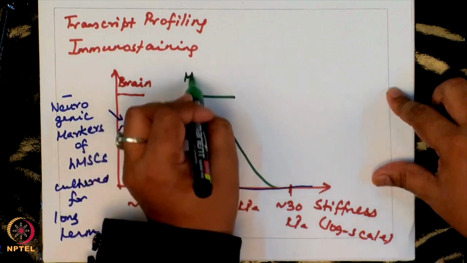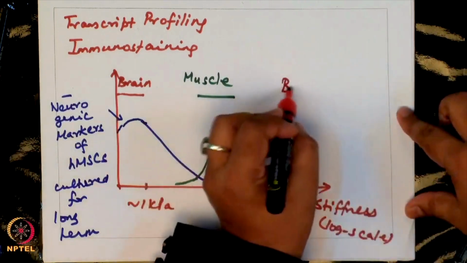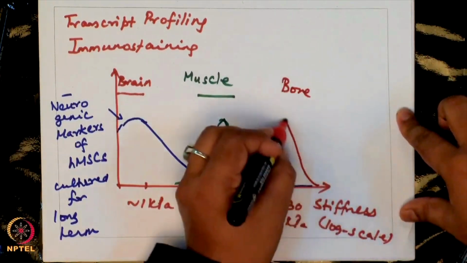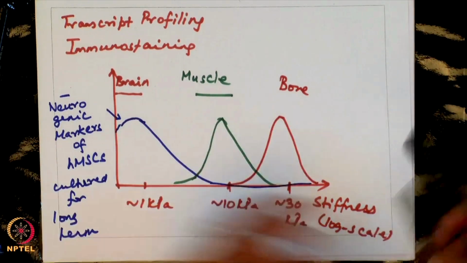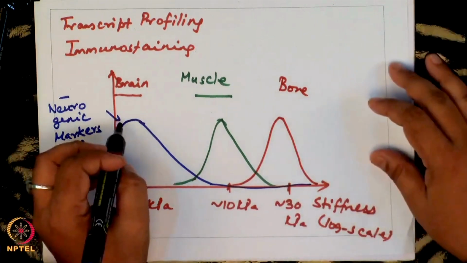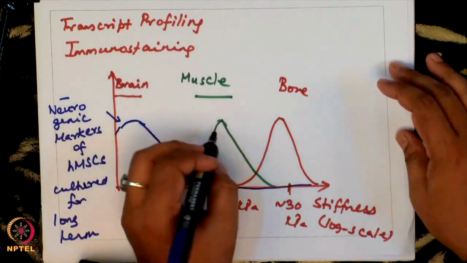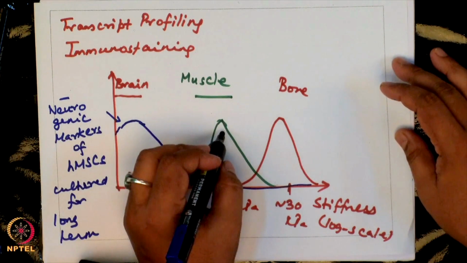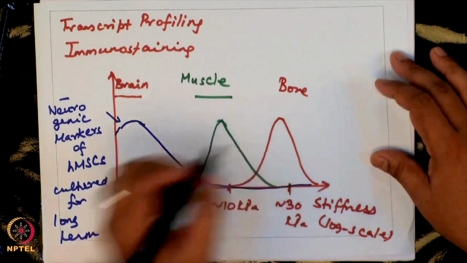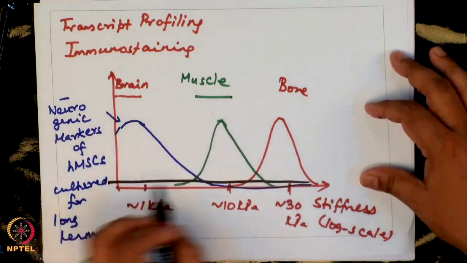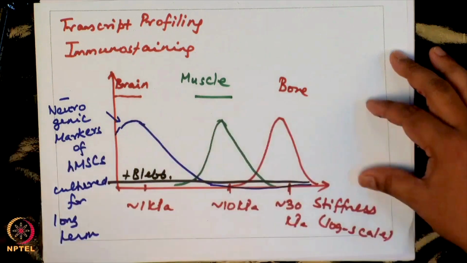Okay. So, this is your muscle, and the third one is your bone. Okay. So, on soft substrates, the HMSCs exhibit neurogenic lineages. On intermediate surfaces, the cells exhibit muscle specific lineages, okay, and on stiff surfaces, they exhibit bone specific lineages. Again, if you treat with blebistatin, so it is plus bleb, it inhibits differentiation across the board.